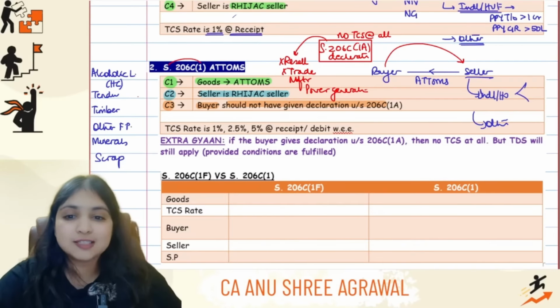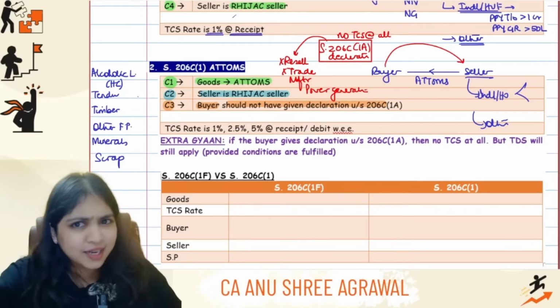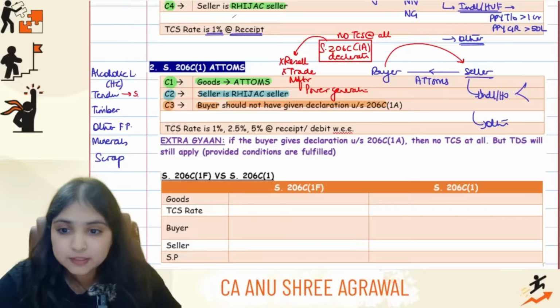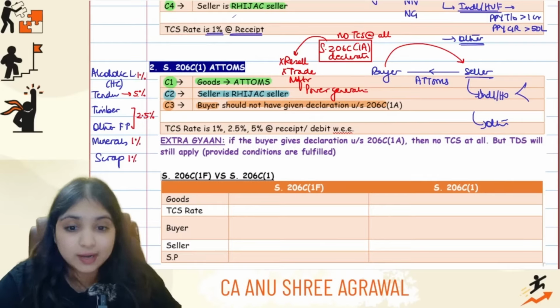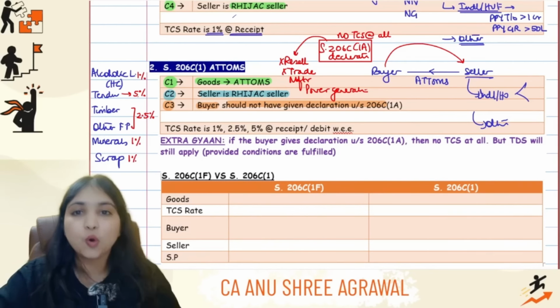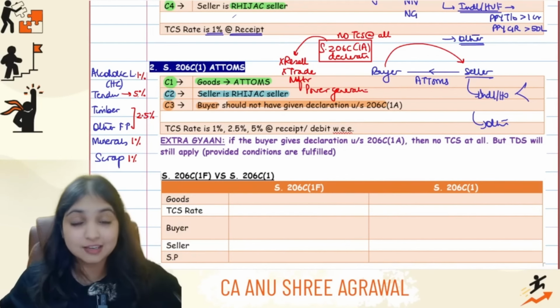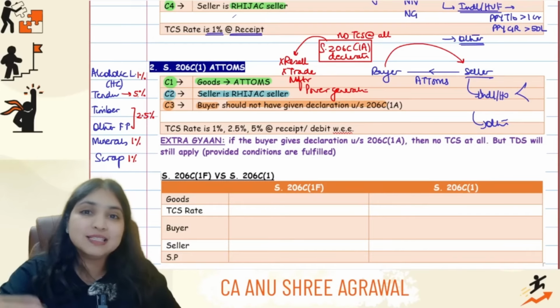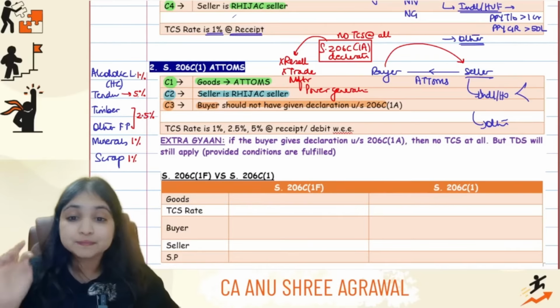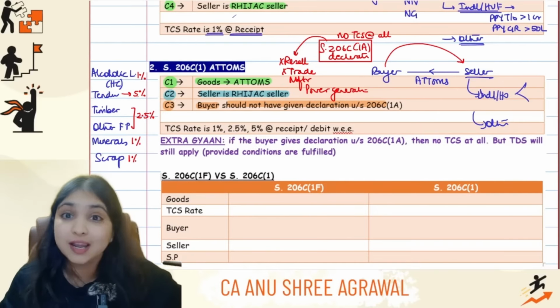Now under 206C1, what will be the TCS rate? It depends. If it is tendu leaves, then 5%. Then TO2, timber, other forest produce, for these 2, the TCS rate will be 2.5%. Everywhere else, 1%. And this TCS will be collected when? At the time of receipt or debit, whichever is earlier. In TDS, we say payment or credit, whichever is earlier. No, ulta in TCS, receipt or debit, whichever is earlier. Okay, that's all. This is 206C1 atoms.